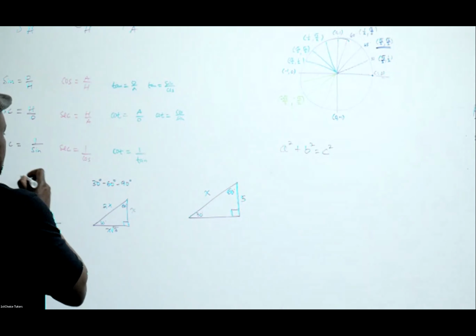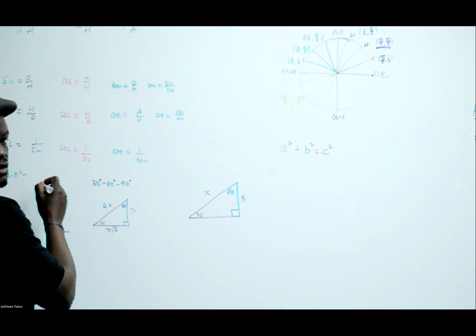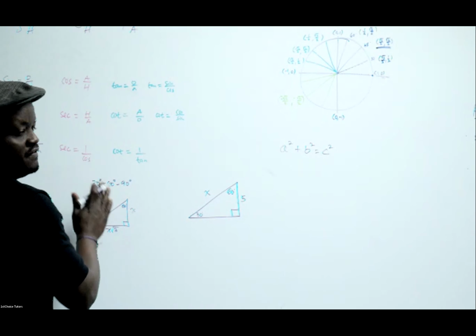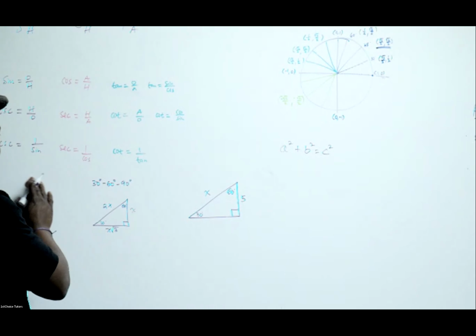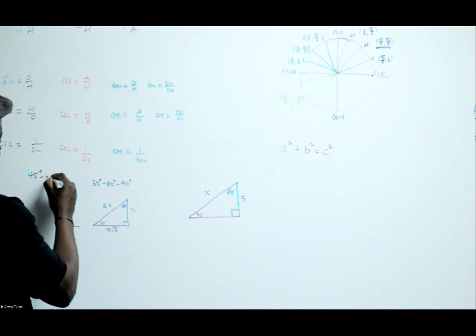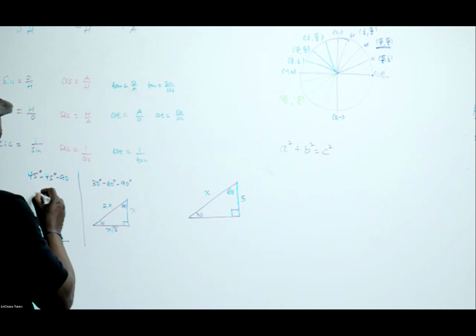There is another special right triangle. I'm going to mention a triangle that you need to know. It's called a 45, 45, 90. Can you guys see this? Yeah, you can. And it's got its own rules.